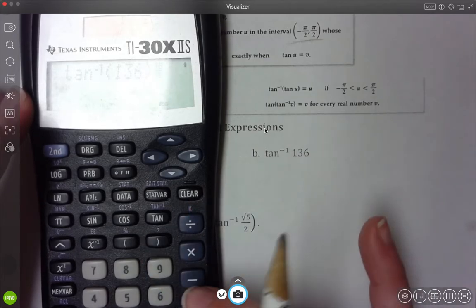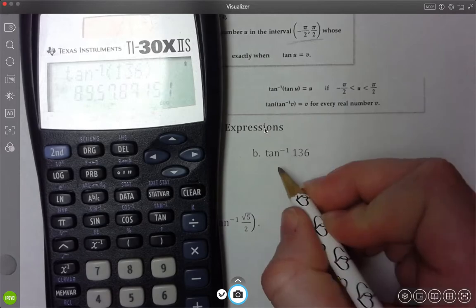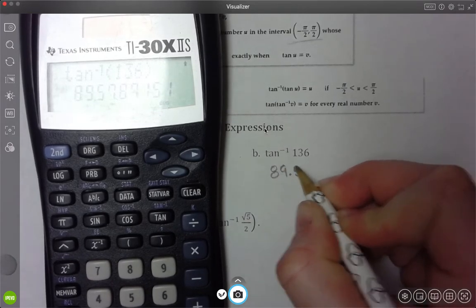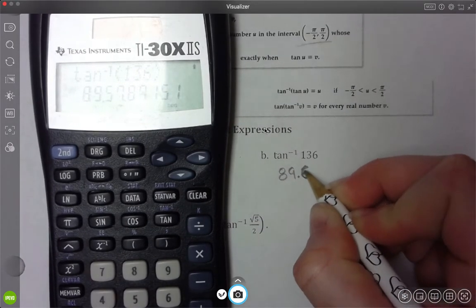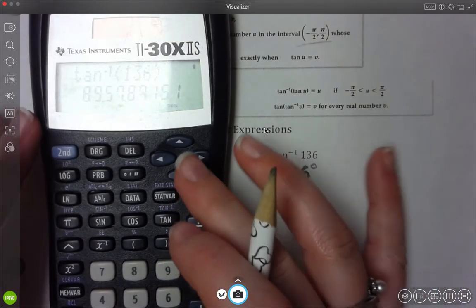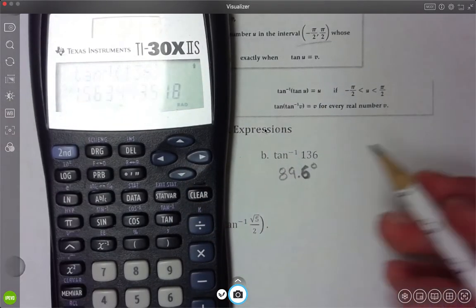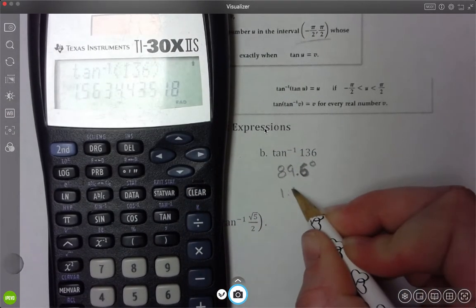My calculator right now is in degrees. So I am getting, in degrees, 89.5, we'll do 89.6 degrees. Okay, 89.6 degrees. If I do that in radians, let's go radians, it will be 1.56 radians.